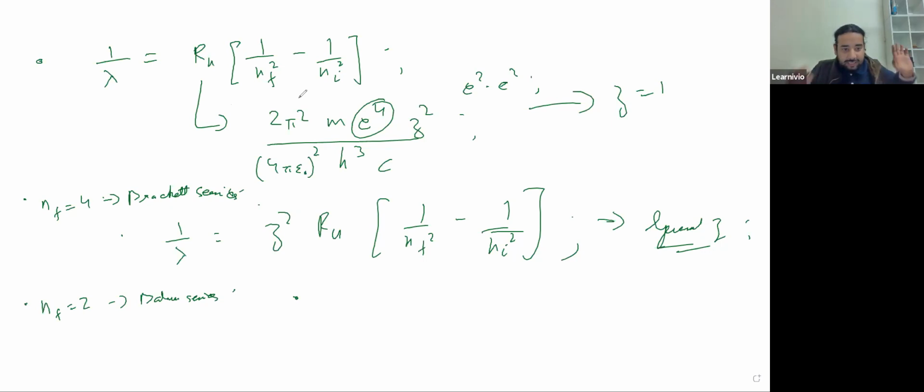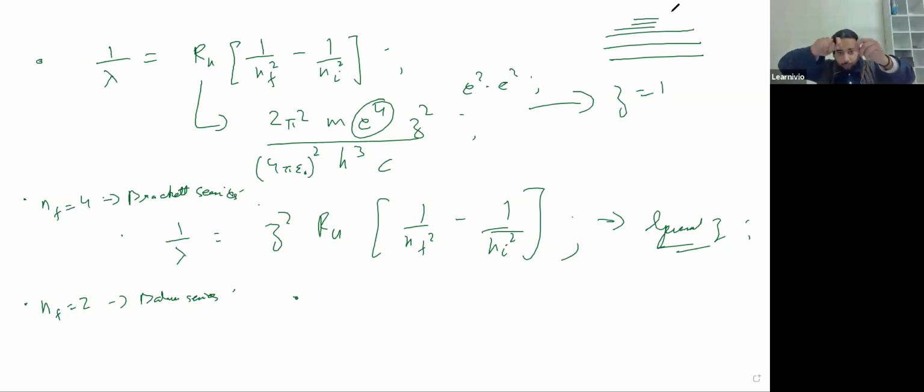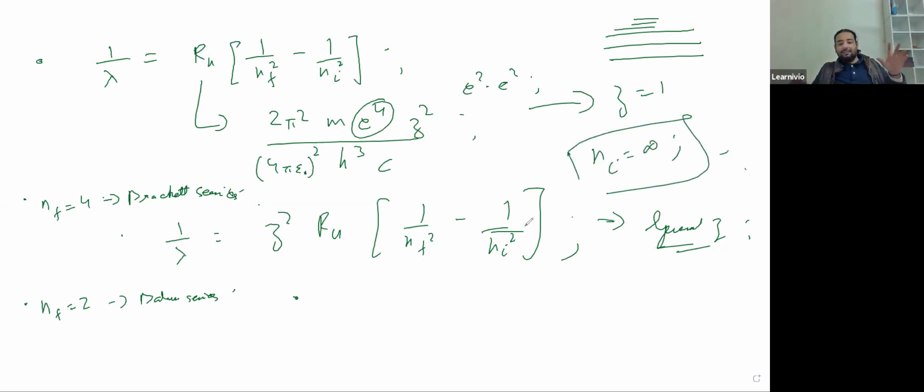So let's see how this works. Smallest wavelength means the largest energy gap. What will be the largest energy gap? The largest energy gap will be when the electron is coming from infinity to whatever n you want. So in Brackett, it's coming from infinity to n equal to 4. In Balmer, it's coming from n equal to infinity to n equal to 2. That's the highest energy gap that anyone can cover, so hence the lowest wavelength. In both cases, my initial Ni is infinity, so 1 by Ni square will just go to 0.